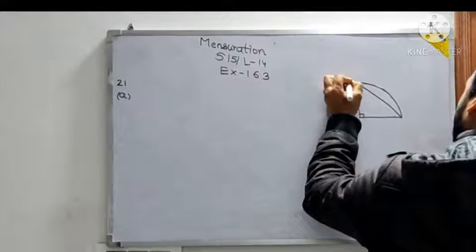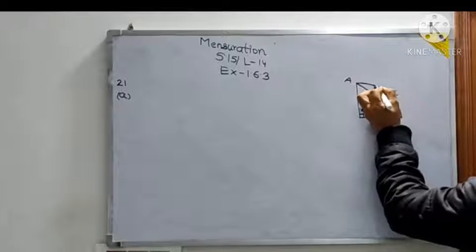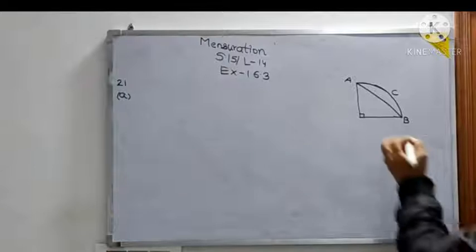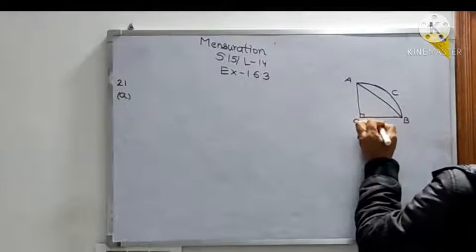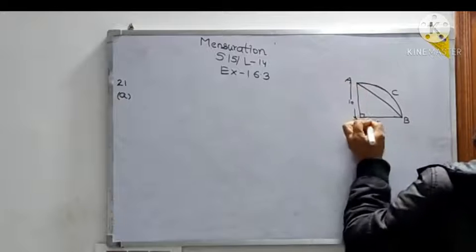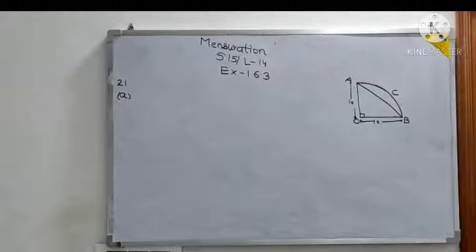Let's name it A. This portion is C, they are calling. This is B, and this is O. In the given figure, AOCB or AOBC is a quadrant and the radius is 10 centimeter. Radius, that means this will be 10. This also will be 10. O is the center, obviously. Calculate the area of the shaded portion.